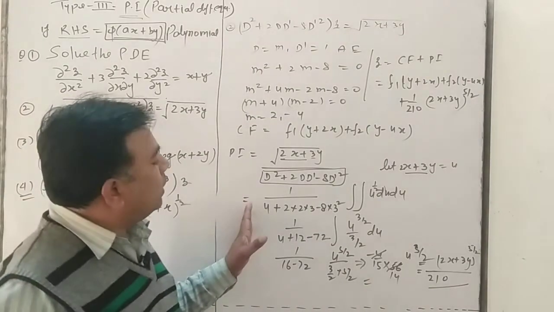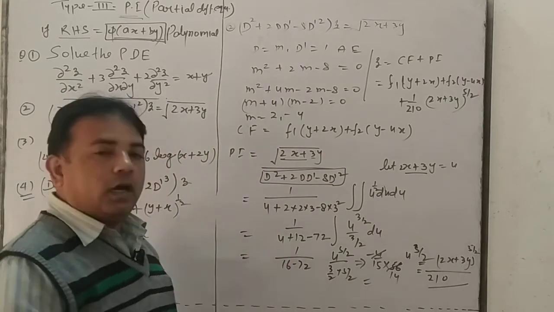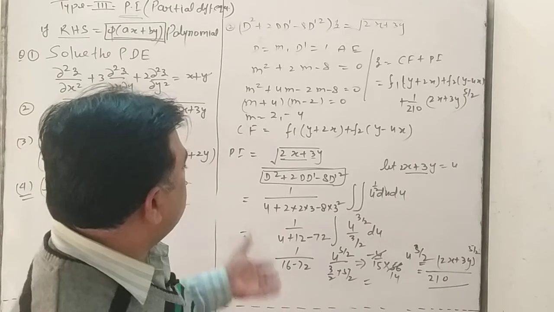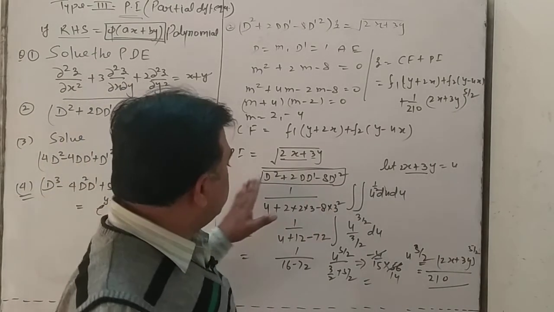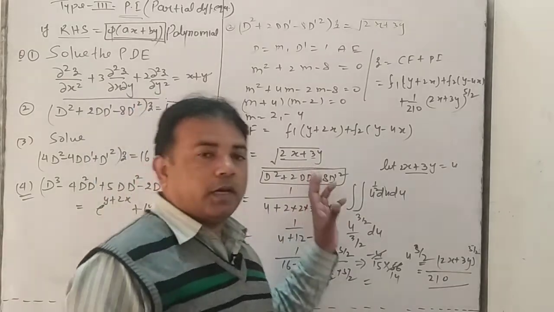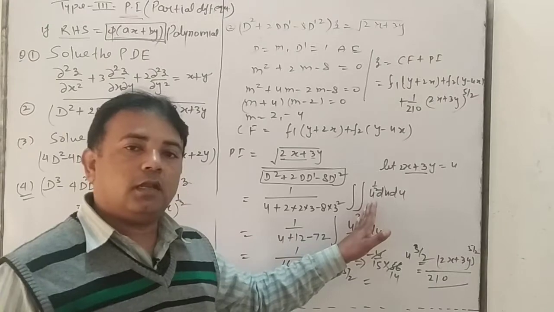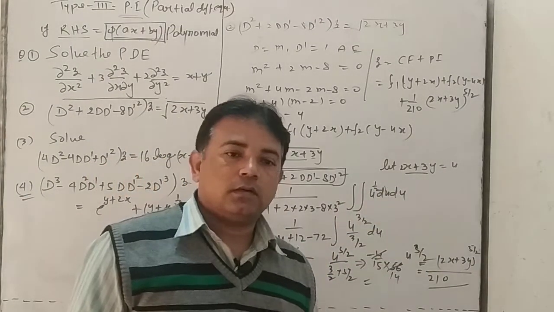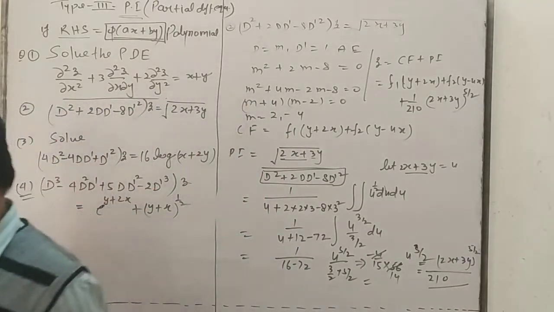Understand all the students better. Here you only focus on PI. CF is always known, so PI is in the form of this. So first check the order of the partial differential equation. If second order, you take the second integration, and for more than second order you take more integrations. Please make a note.